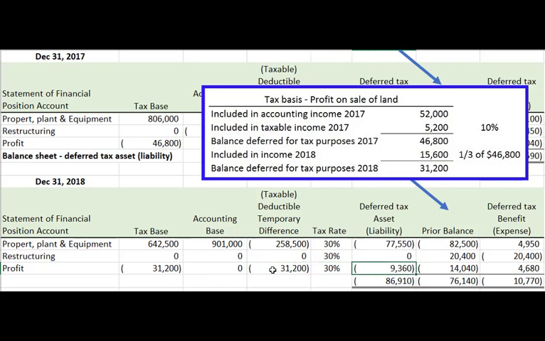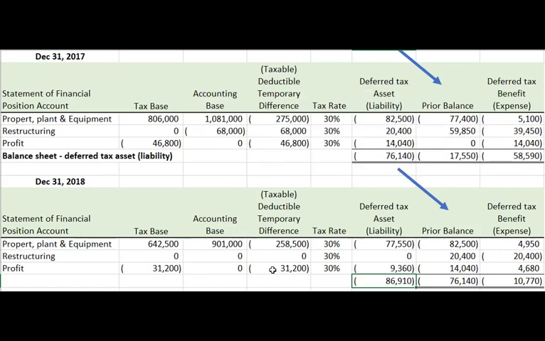All by 30%, we can see that the deferred tax liability balance at the end of 2018 is $86,910. The prior balance was $76,140. That means that we have to credit the deferred tax liability account with $10,770, which will be a debit to the deferred tax expense account.